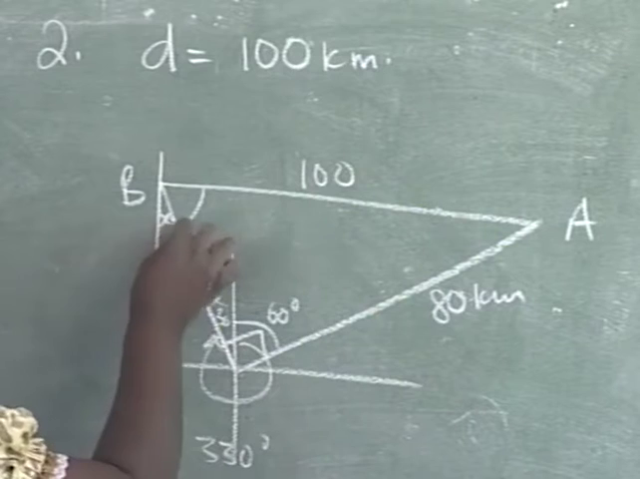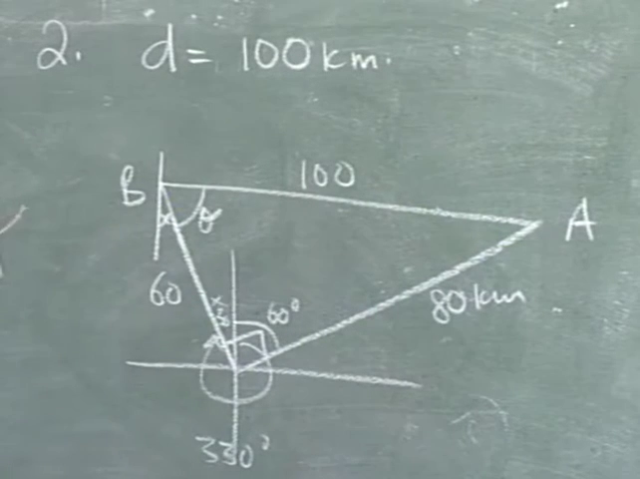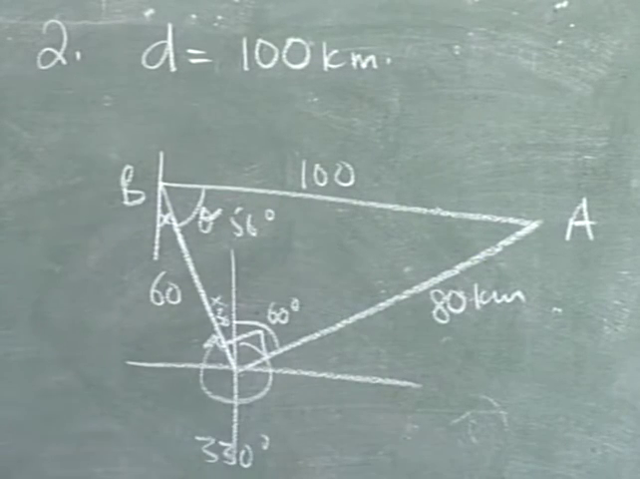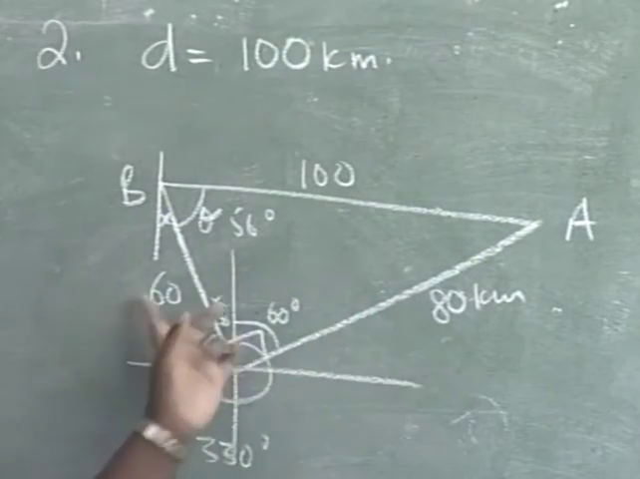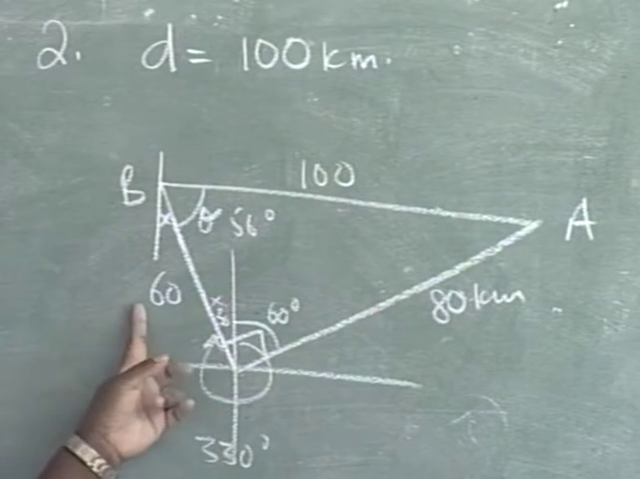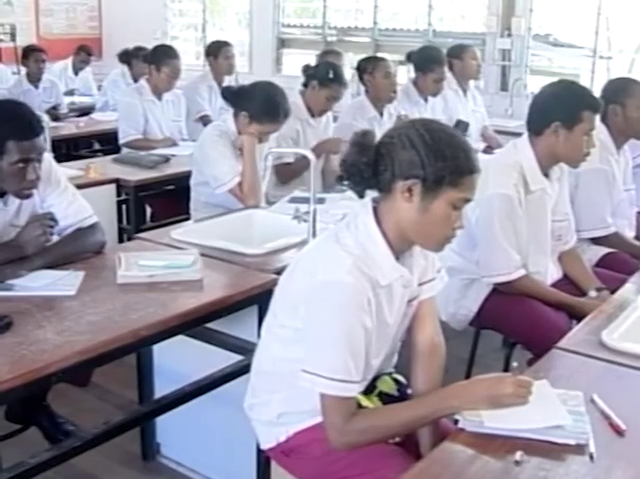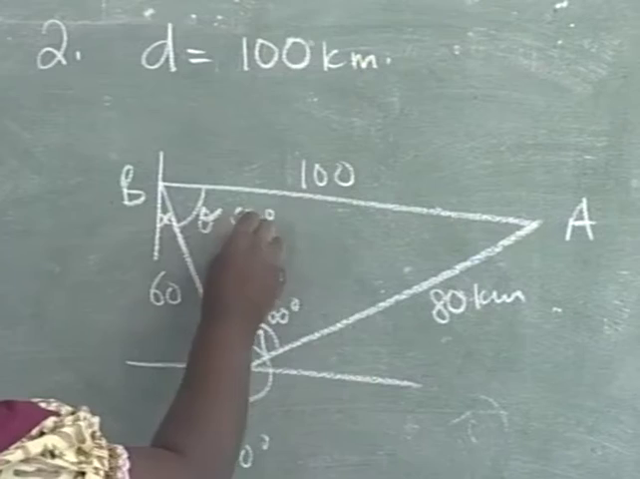You have to find this one, which I think is 50 degrees. Please check. 56 degrees. Use tangent. Tangent of this angle is equal to 80 over 60. Just check this, please. Is it 56? 53. Okay.